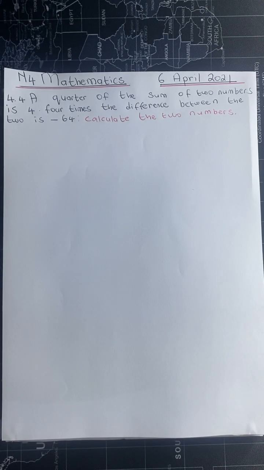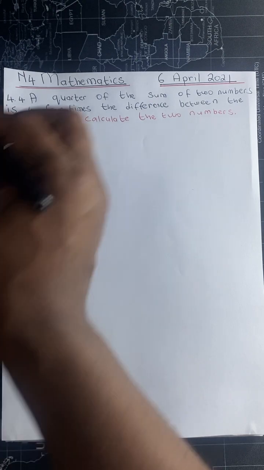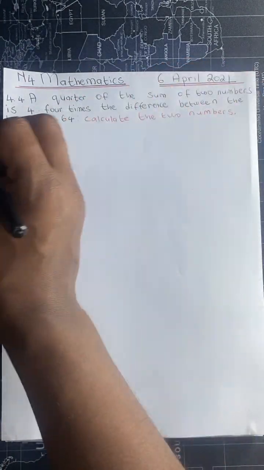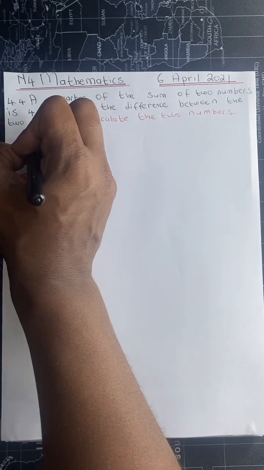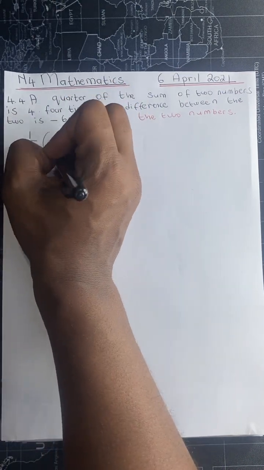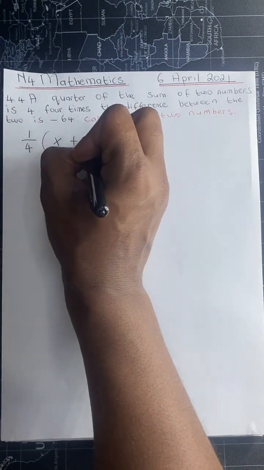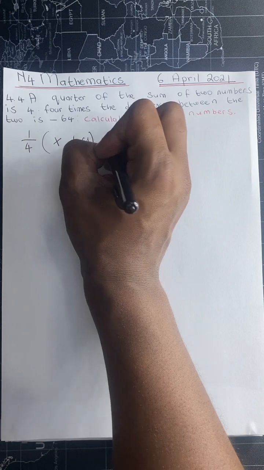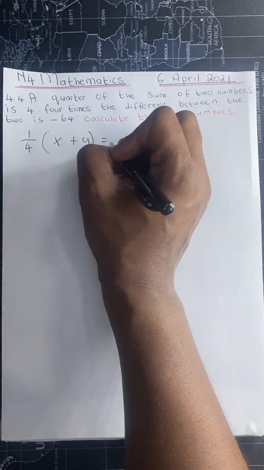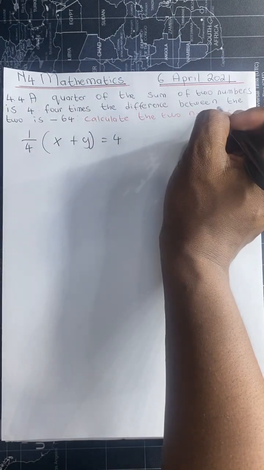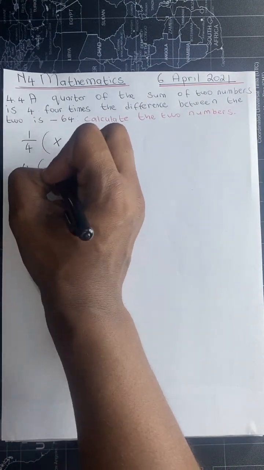Question 4.4 states that a quarter of the sum of two numbers is 4. 4 times the difference between the two is -64. Calculate the two numbers. Immediately when we talk about the sum, we talk about addition. So a quarter of the sum, and a quarter means 1/4. So let the first number be x and the other number be y. And a quarter of the sum of the two numbers is equal to 4. 4 times the difference means subtraction.